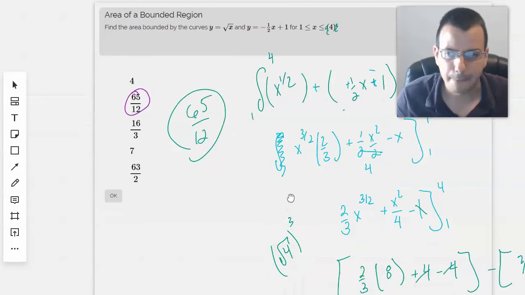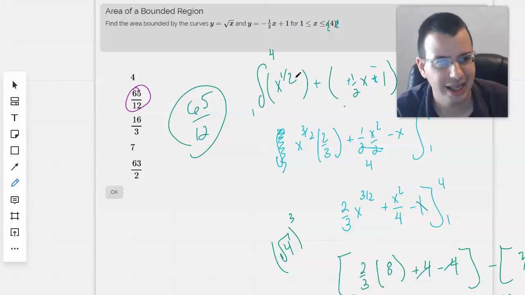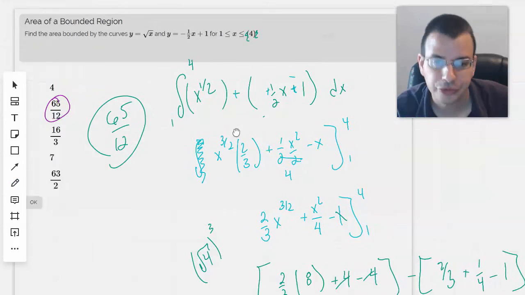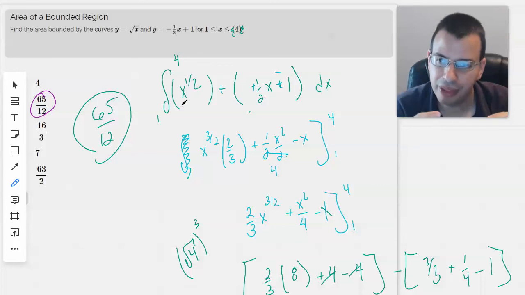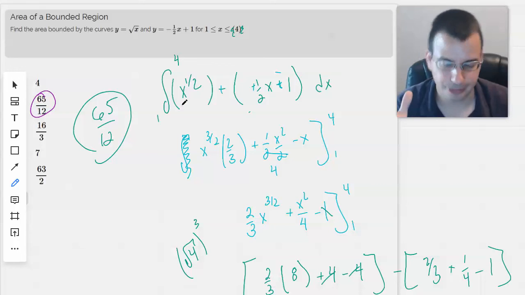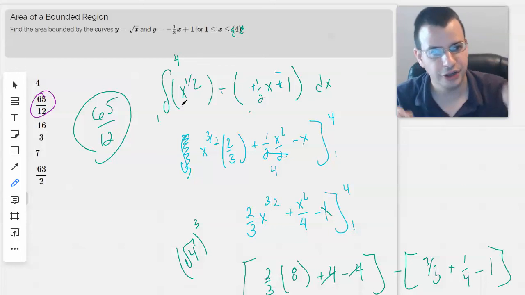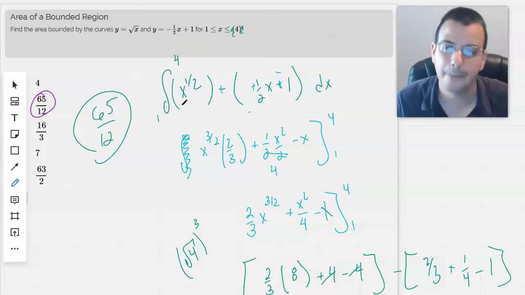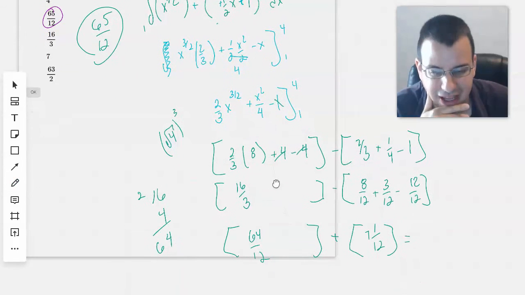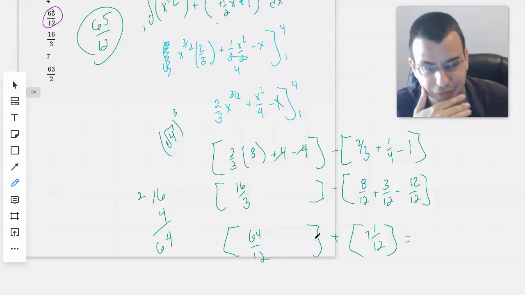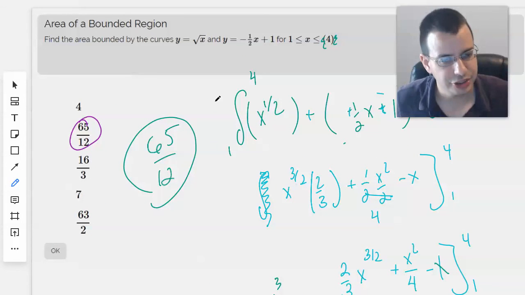Okay, this one wasn't too bad. To backtrack what we did here, we're trying to find the area bounded by the curves, square root of x and a line, negative 1/2 x plus 1. After graphing, we found that square root of x is greater than the line over the interval 1 to 4. So we subtracted the lesser function from the greater function. We then took the integral of both of them, and that gave us the area between the curves. And it turns out that we had 65 over 12. So that's how I approach this problem. Thank you very much. Go team.